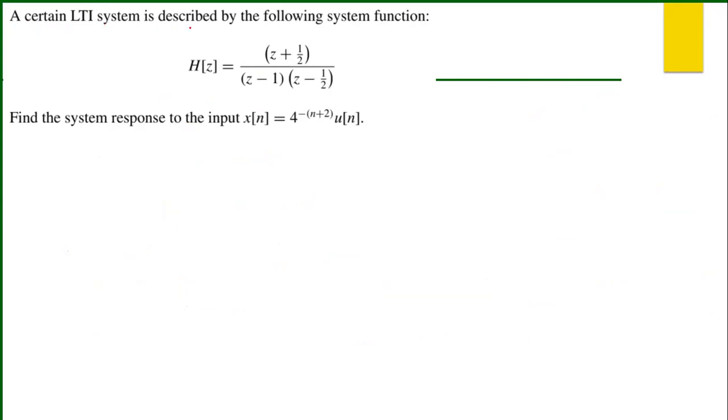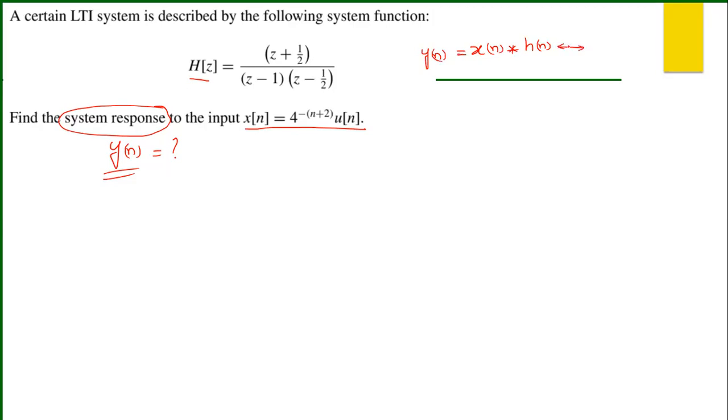A certain LTI system is described by the following system function H of z. They're asking for the system response to the input. If they give x of n and H of z, they're asking for the system response. What is my system response? Y of n they're asking. First, you try to understand what they're asking, y of n. It is the same for Fourier transform and Z transform also: x of n convolution h of n. This is called y of n.